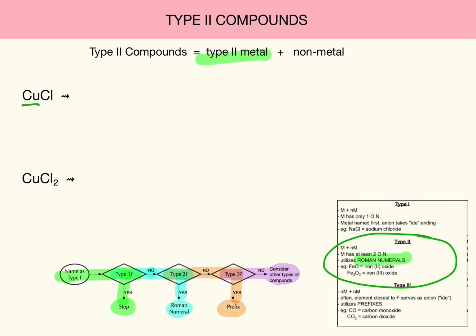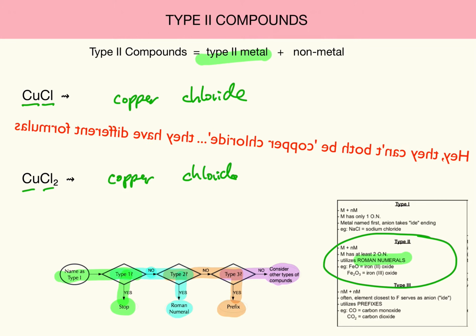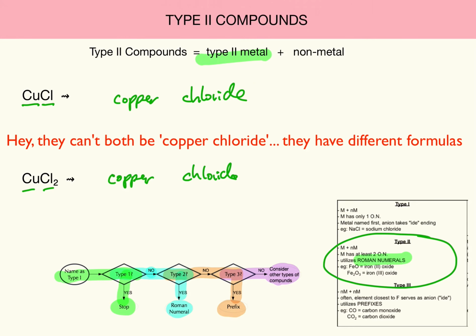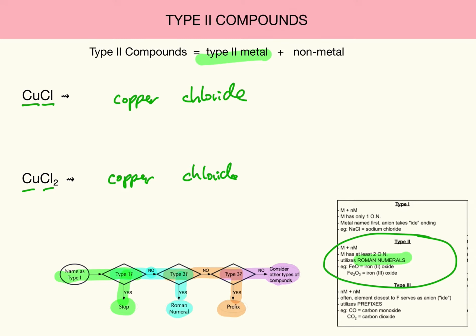Here we go. The first material is obviously copper chloride. But if I name the second one as a type 1, I would give it exactly the same name. Copper chloride. And hopefully this shows you the need for the Roman numeral, because just using the type 1 name, you can't tell one molecule from another, and they're indeed very different. So what we're going to do is add a Roman numeral in between the metal and non-metal, and they're capital Roman numerals, and they're always in parentheses.